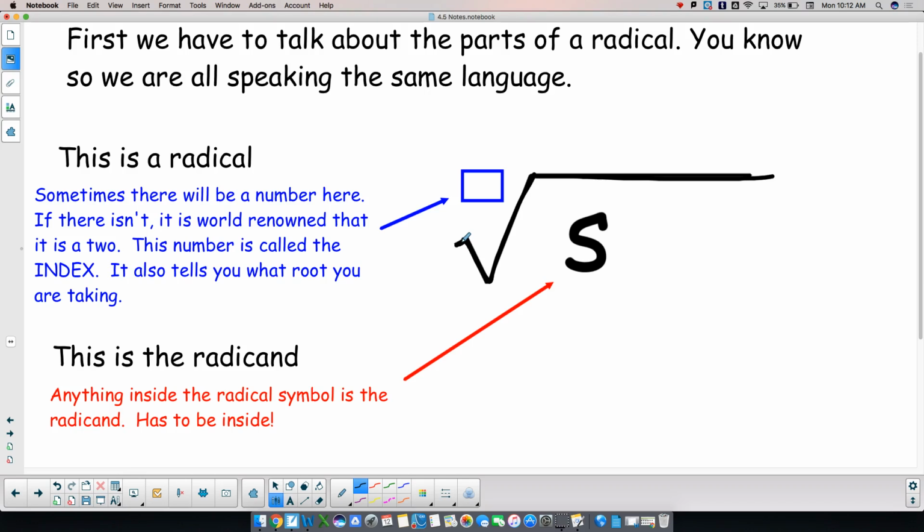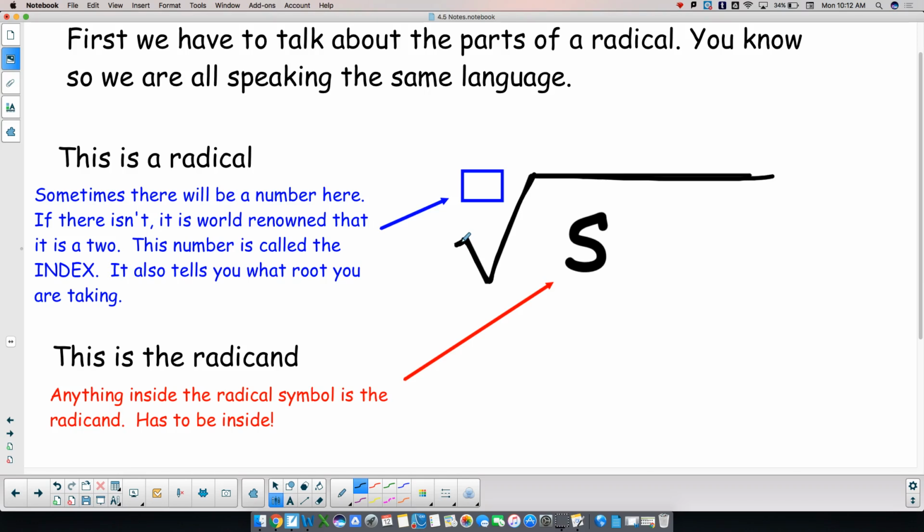Now, if you see a radical, then we've got to think radical rules. The first thing you got to think about when you see a radical is you got to look at that blue box. And if there's a number there in place of that blue box, then that is what is called the index. Okay? If there isn't a number there, the index is understood to be a 2.